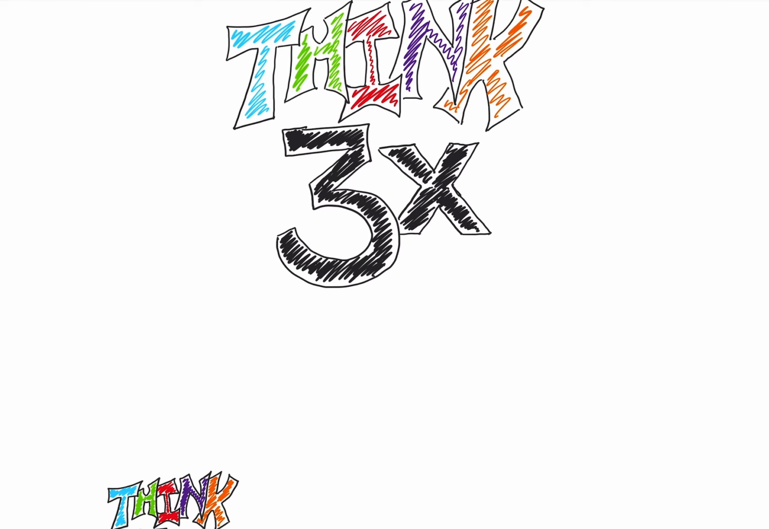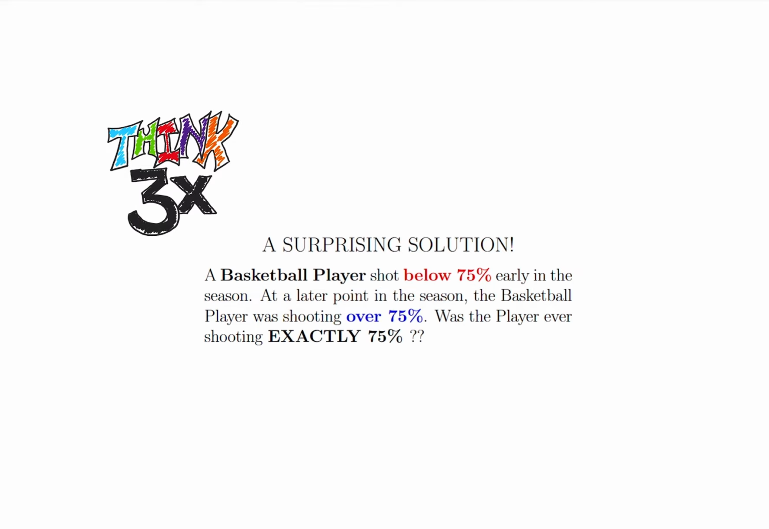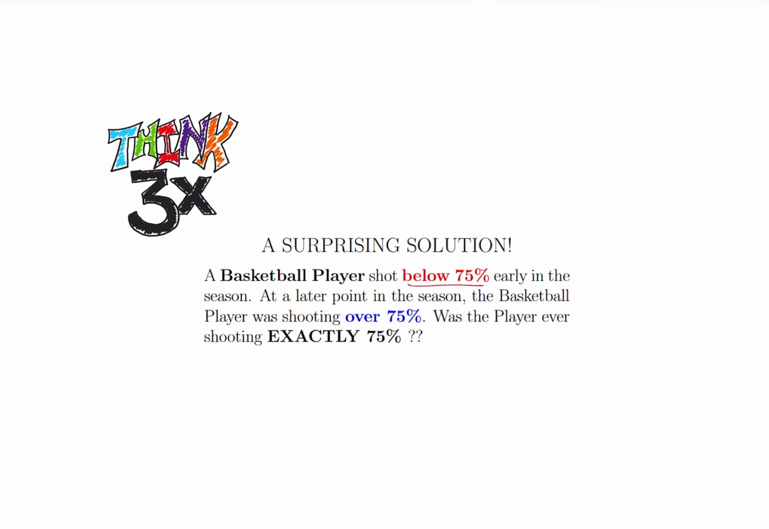Today we're going to be solving a fun word problem, and here it is. We have a basketball player that shot below 75% early in the season, and at some later point in the season, that same basketball player was shooting over 75%. So the question is, was the player ever shooting exactly 75%? If a question is like this, then I assume that it's either always true or it's never true. So let's look at some examples.